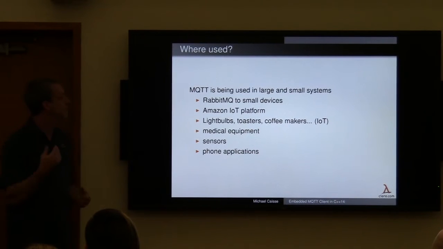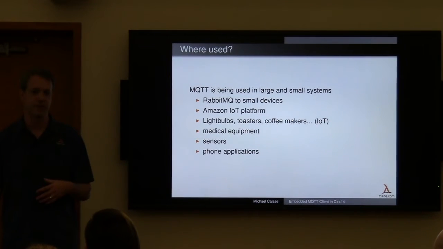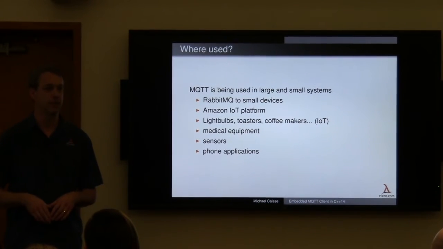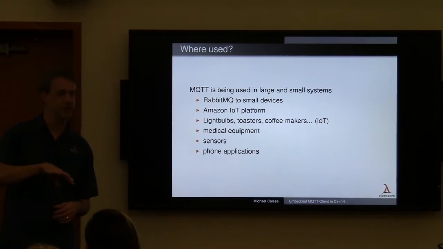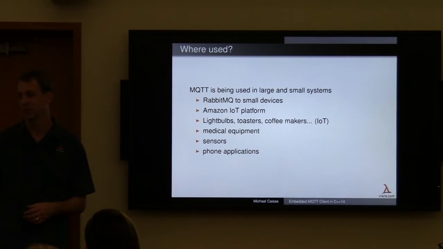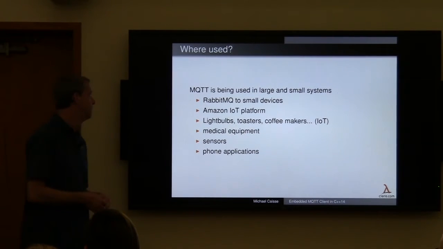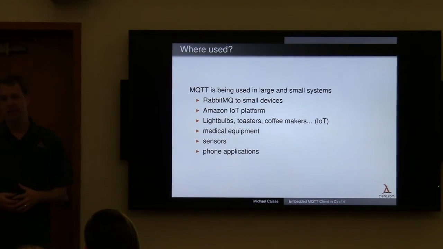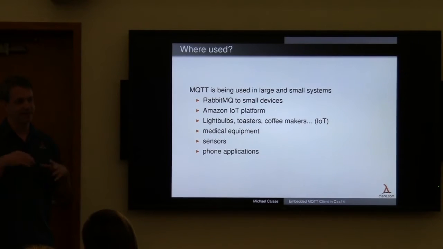All right, so MQTT is being used both in large and small systems. A lot of people have heard of RabbitMQ or have used it in different applications. RabbitMQ uses other messaging queue technologies too, but it does also support MQTT. The Amazon IoT platform is MQTT based. Light bulbs, toasters, coffee makers, just everything that's coming together seems to be it. Medical equipment, sensors, phone applications, all over.